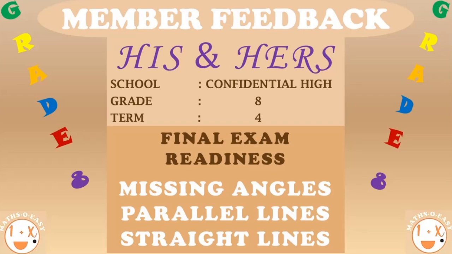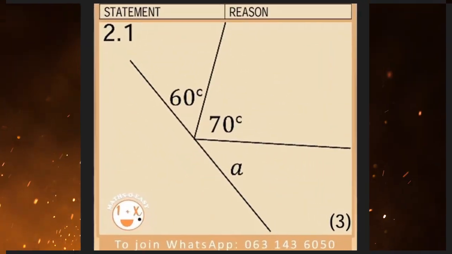Alright, remember, we now move ahead into real stuff now. Real paper two stuff. We've done our matching table. So this is our second lesson. So let's look at what is coming. We are going to talk about missing angles that are on straight lines and parallel lines.